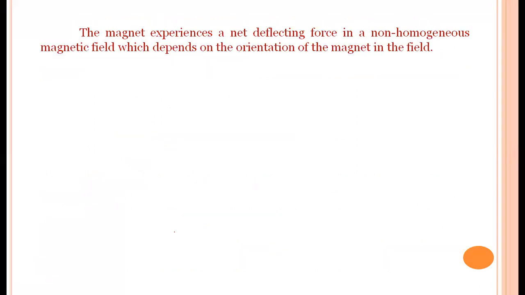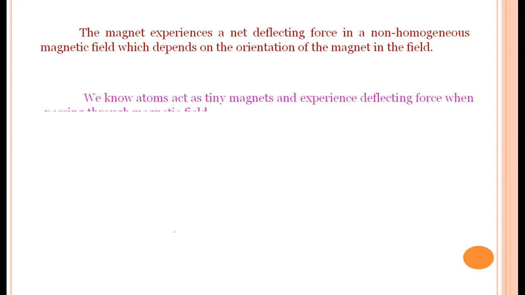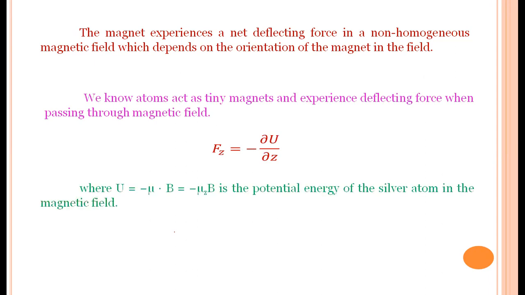So the magnet experiences a net deflecting force in a non-homogeneous magnetic field. How much force? The force Fz is equal to minus ∂U/∂z, where z shows the direction of the magnetic force and U gives the potential energy. That potential energy U is equal to minus μ·B, where B is the intensity of the magnetic field and μ is the Bohr magneton.